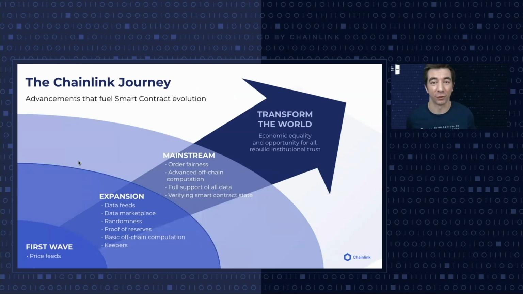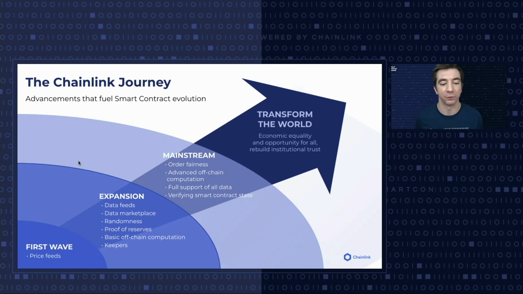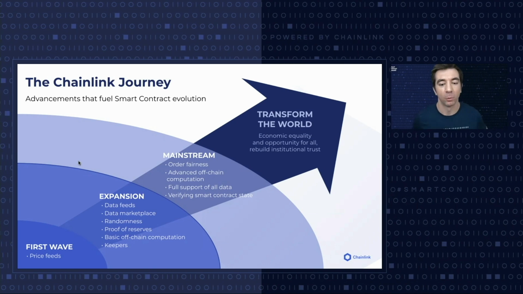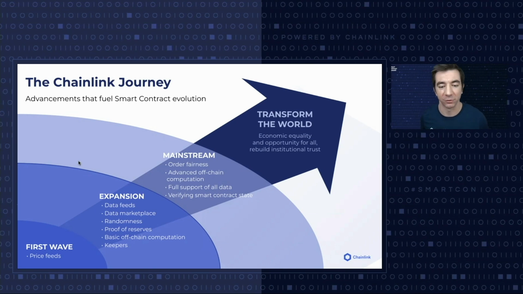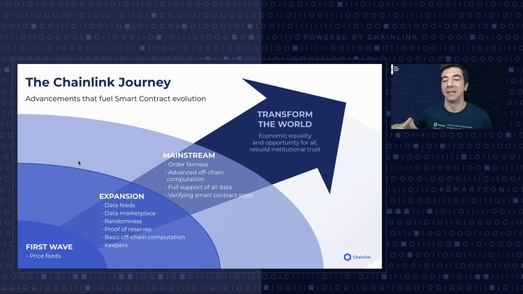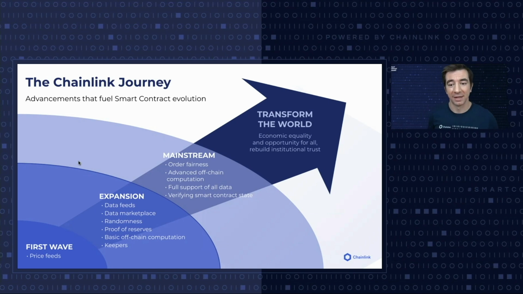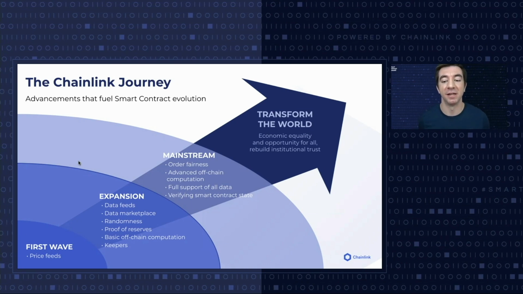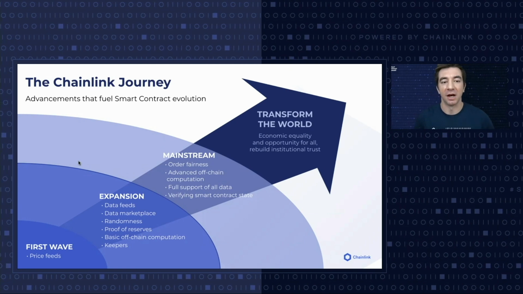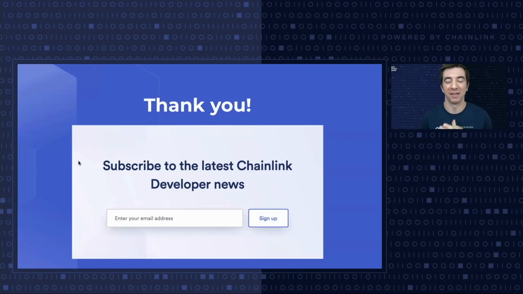So this is the Chainlink journey that we as a community are on, that you are on. We've started with price feeds. We started in this first wave. We're moving more towards data feeds, the data marketplace, the randomness, keepers. We're getting more and more of these tools to go more mainstream, order fairness, advanced off-chain computation, full support of all data. Also, we can transform the world, make it more economically fair, give more economic equality, opportunity for everybody, and rebuild institutional trust along on this journey with amazing opportunities in every facet and every walk of life.